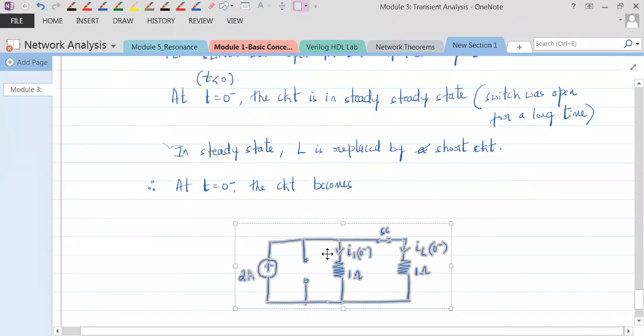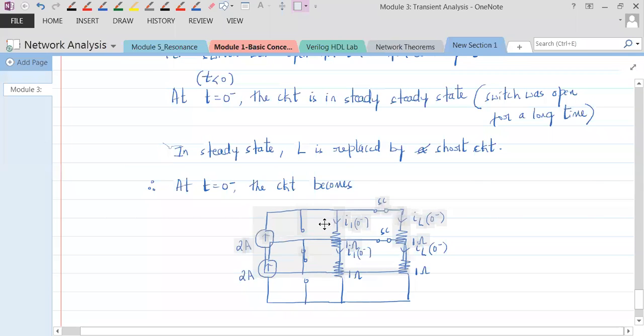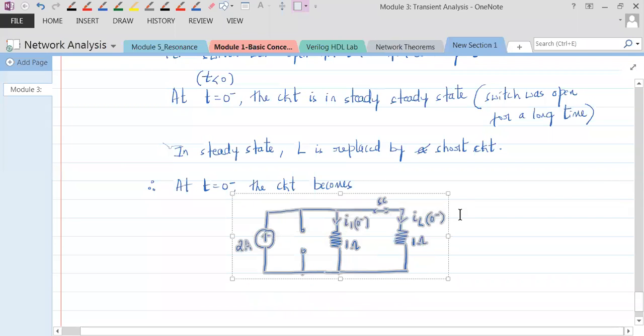Yeah, this is how the circuit is going to look. Now what happens to this 2 amperes when it comes to this point? Do you think that 2 amperes flows here? No, it will not flow, because here the switch is open, so it is an open circuit. So this 2 amperes will come here.